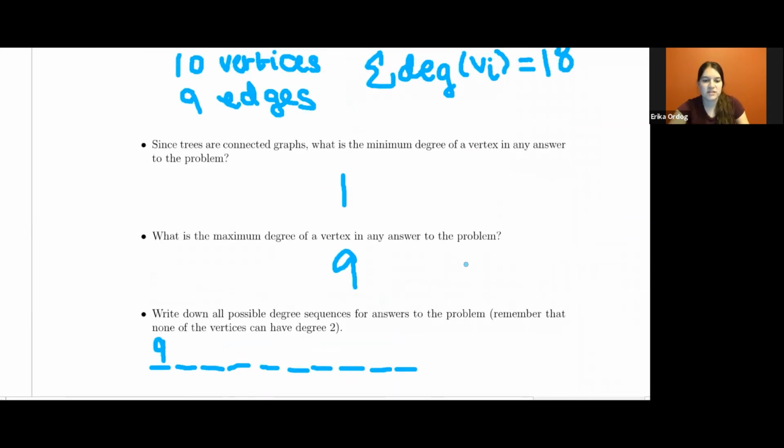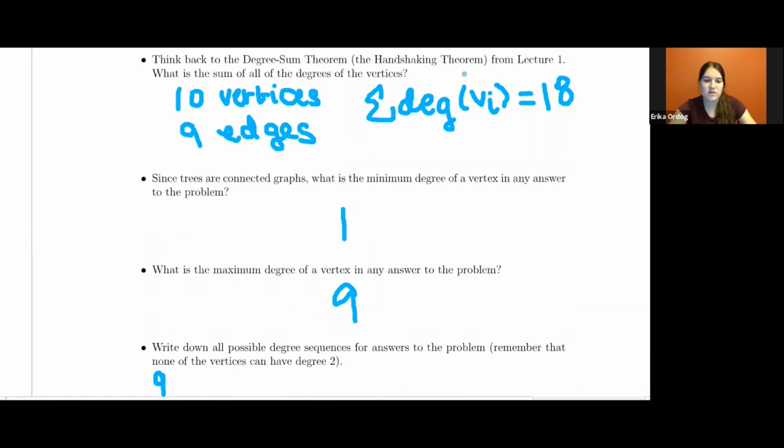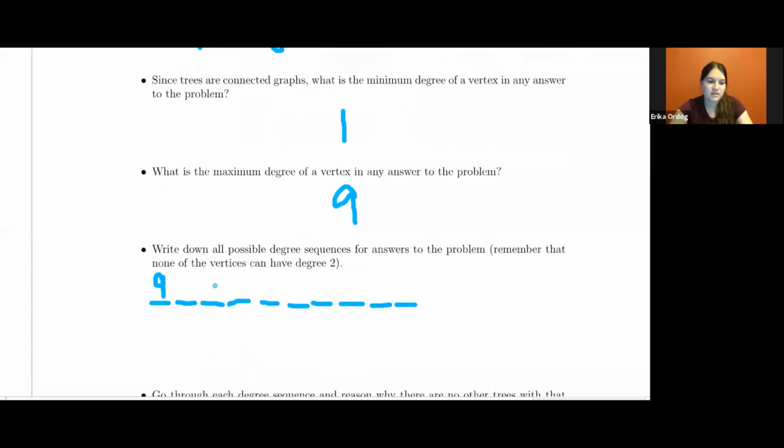Now remember, from the degree sum theorem, the sum of all of these entries in our sequence will be 18. So we have a total of 9 left to distribute to these slots, and there are 9 slots. Each one has to be at least 1, so they all have to be 1. Okay, so that's our first degree sequence. So why don't you write down all the rest of the possible ones, and I'll fast forward the video and show you my answers.